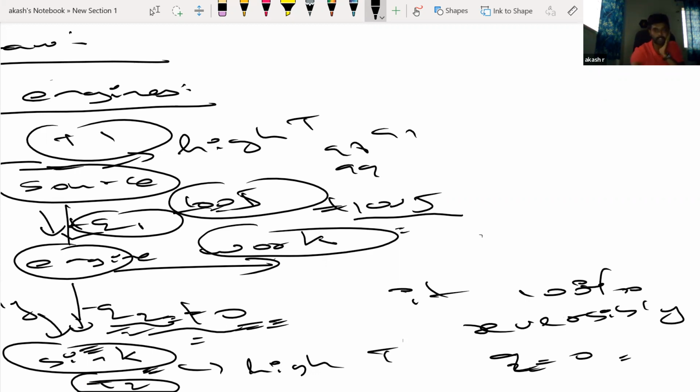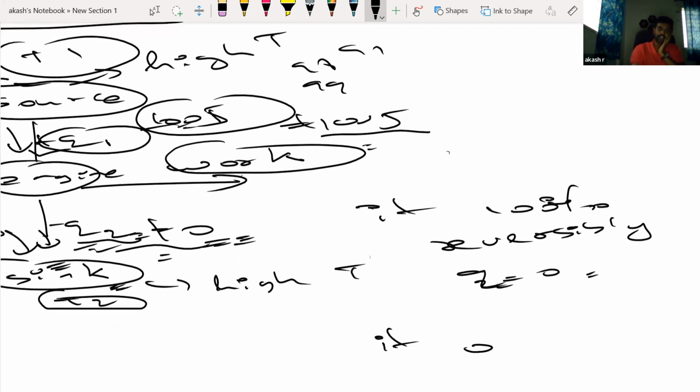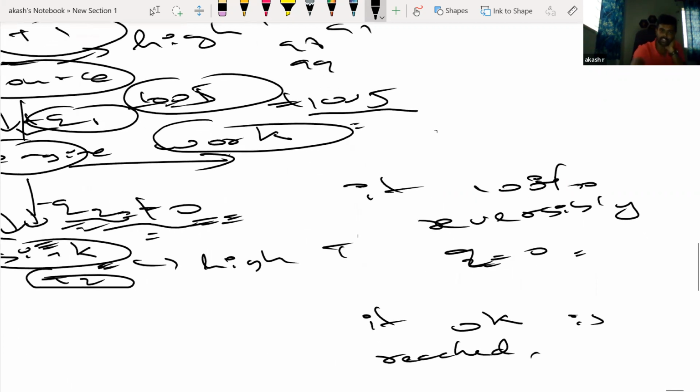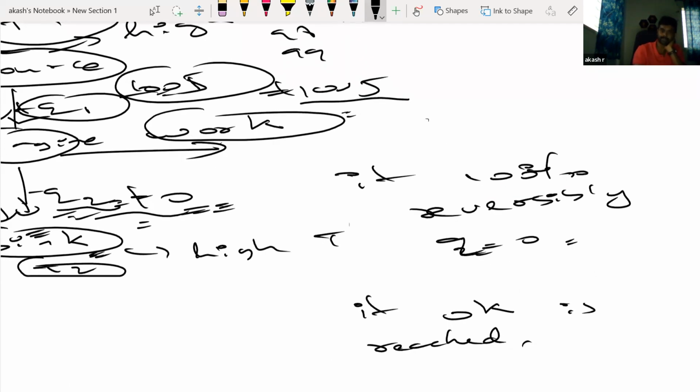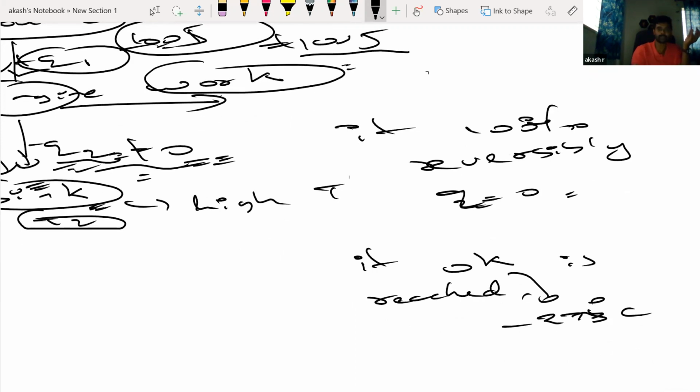Now there is another way by which you'll be able to make this heat loss 0. If 0 Kelvin can be reached, and at that particular temperature you do the process, the engine is doing its work at 0 Kelvin. 0 Kelvin is minus 273 degrees Celsius. Now, if we can go to 0 Kelvin, this is what is called absolute zero.